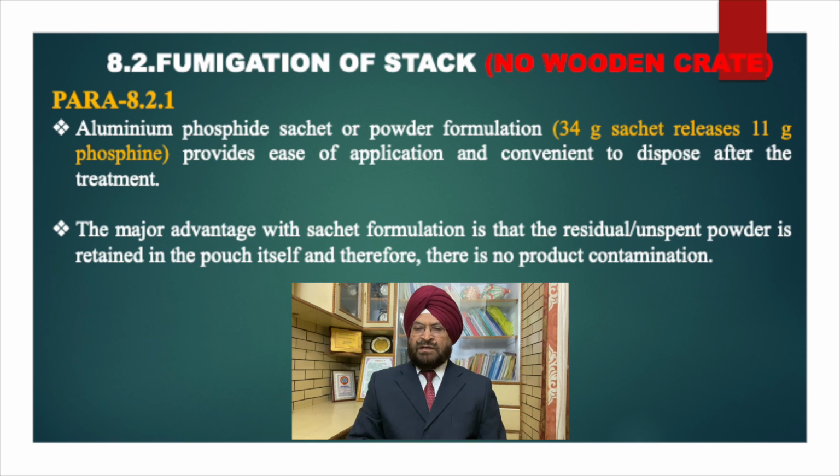Better is that the application of aluminum phosphide should be made in the form of sachets. Sachets are easily available in the market, and one sachet generally contains about 34 gram aluminum phosphide, which releases 11 gram of phosphine. So it provides easy application and is convenient for disposal after the fumigation. The major advantage of the sachet formulation is that the residue or unspent powder is retained in the pouch itself, and therefore there is no product contamination, right?